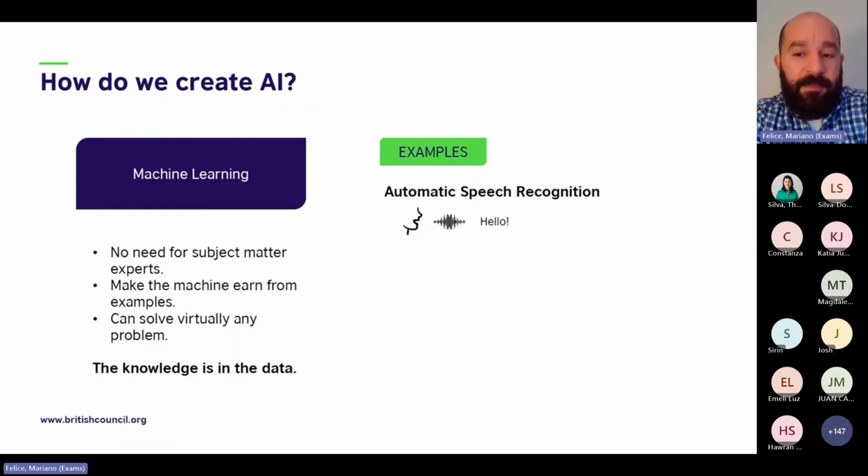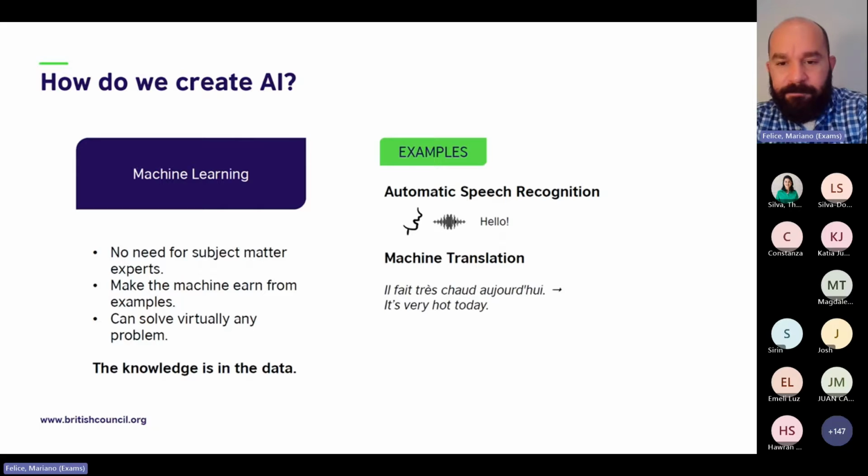Some examples that I'm sure you've heard of before: automatic speech recognition, these systems where speech gets automatically transcribed into text. This is a typical example of a machine learning problem. You would collect lots of examples of audio and their corresponding transcriptions, and you could build a system that can do the same for new audio files. Machine translation is another typical example. You just need to collect many examples of translations from language A to language B, feed that into a machine, and the machine will learn how to translate new texts.